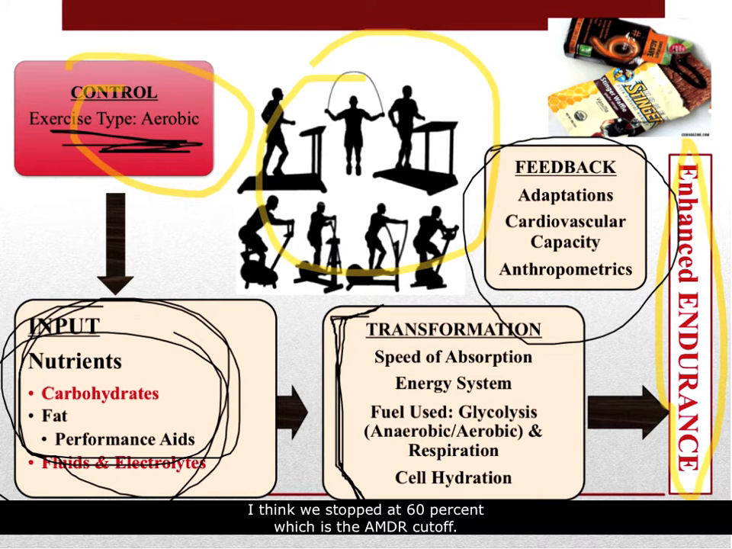I think we stopped at 60%, which is the AMDR cutoff, but it does bump up a little bit if you're exercising regularly. So anywhere from 55 to 70% of your calories will be from carbohydrates. And that's just a general everyday eating strategy. This level will suffice for any kind of regular exercise, both for athletes and for people who are just exercising for their health purposes.